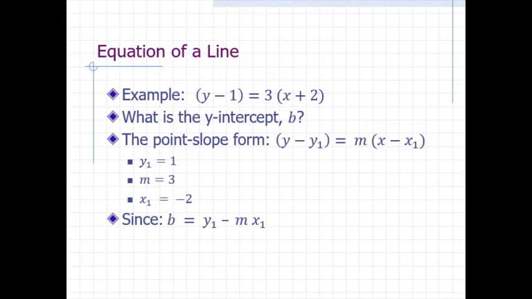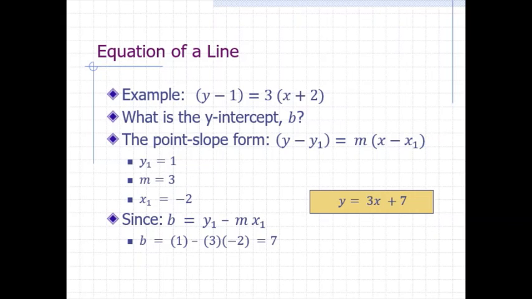Finally, figuring out the y-intercept b is a simple matter of calculating y1 minus m times x1. Plugging in the numbers, we get b is equal to 7. The slope-intercept form of the equation is y equals 3x plus 7. The slope is 3, and the y-intercept is 7.